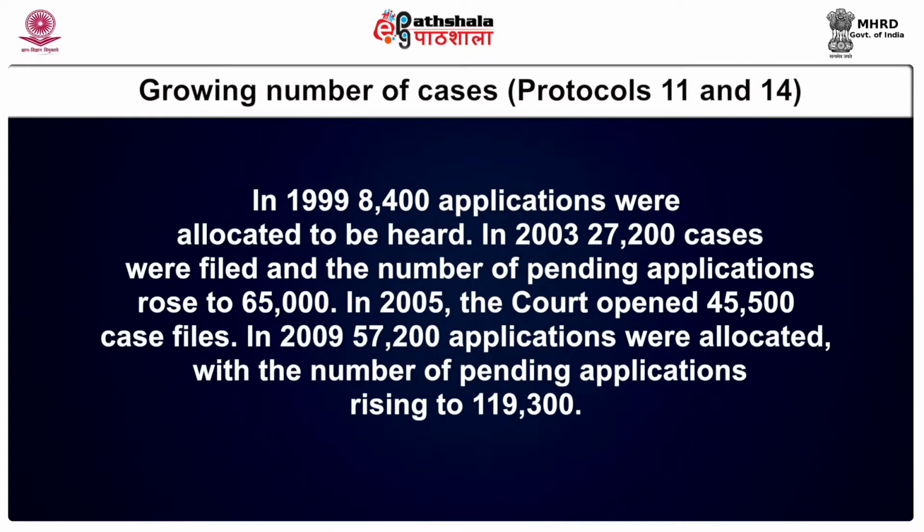In 1999, 8,400 applications were allocated to be heard. In 2003, 27,200 cases were filed. The number of pending applications rose to 65,000. In 2005, the court opened 45,500 cases, and in 2009, 57,200 applications were allotted, with the number of pending applications rising to 119,300.